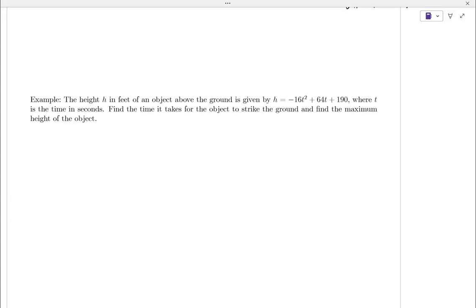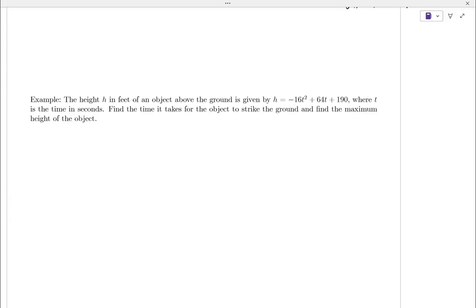This one's got an extra piece of it. Let's answer the second question first, and then we'll ask the other question. I'm going to do the other question because it doesn't have to do with vertex. You're given a height of an object. It asks you to find the maximum height of the object. How do you know that it's a maximum here rather than a minimum? What tells you that we're looking for a maximum?